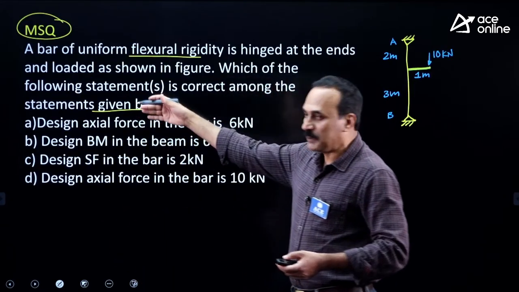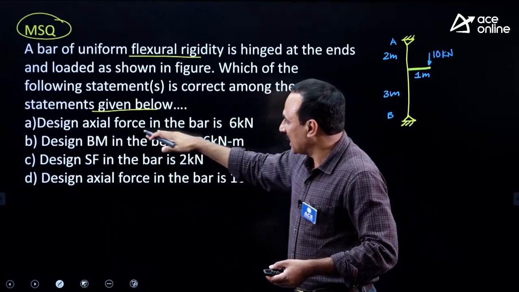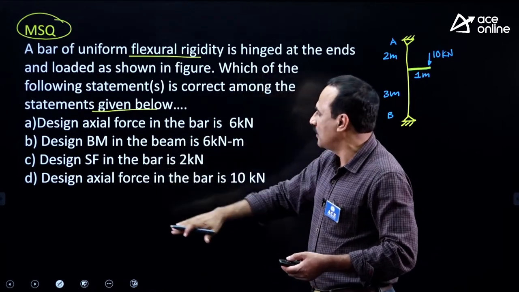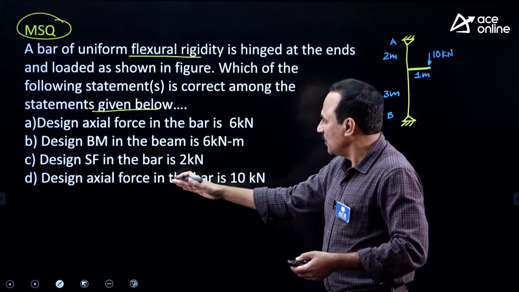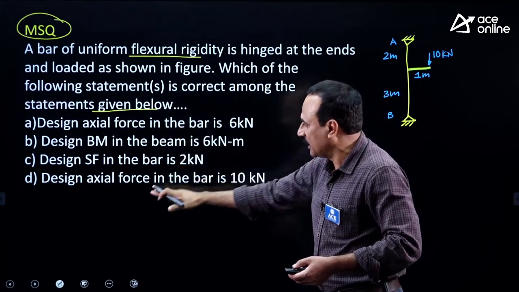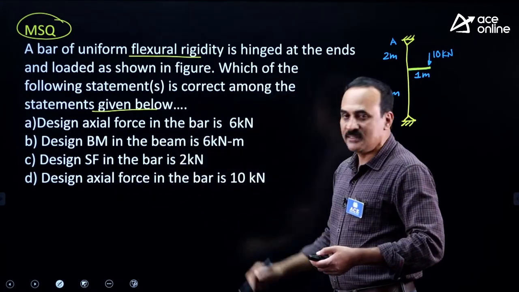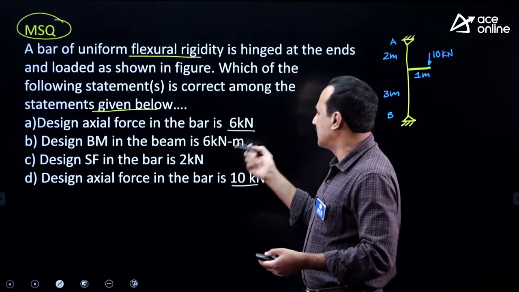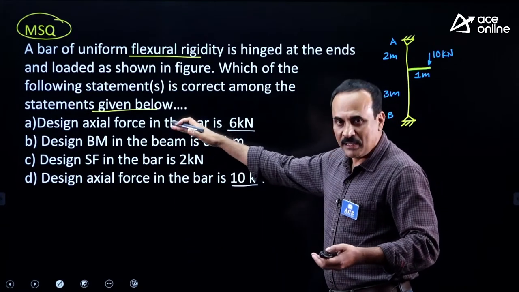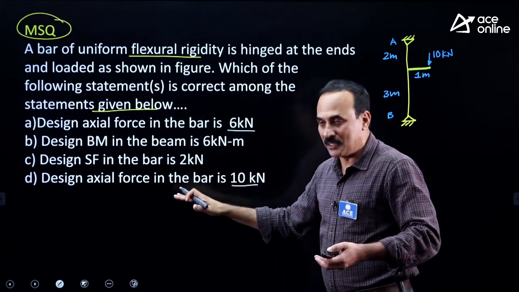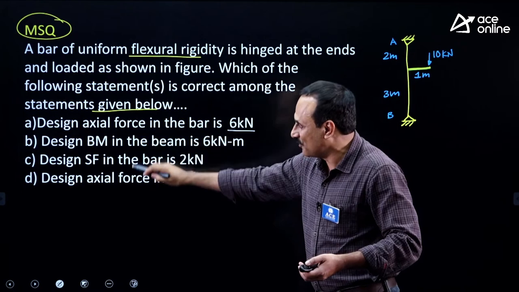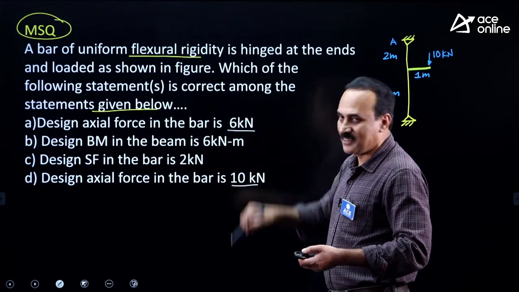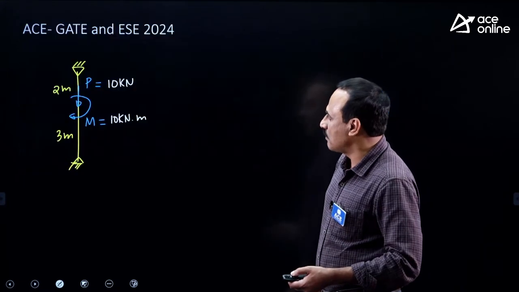If you look at the options, they are asking the design axial force in the bar, design bending moment, and design shear force. Option D is also about the design axial force with a different value. Here 10 kN is given, here 6 kN is given. So there may be a chance of 3 correct options, because this is also axial force, this is also axial force. If this is correct, this is wrong. Let us see what's happening here.